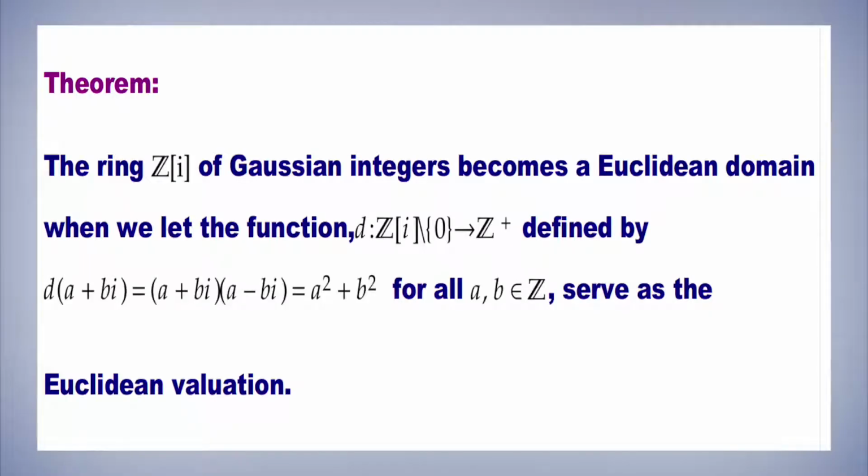Let us prove that Gaussian integers form a Euclidean domain under certain functions. Theorem: the ring Z[i] of Gaussian integers becomes a Euclidean domain when we let the function d from Z[i] minus {0} to Z+ be defined by d(a + bi) equals (a + bi)(a - bi), which is equal to a^2 + b^2 for all a, b belonging to Z, serve as a Euclidean valuation.